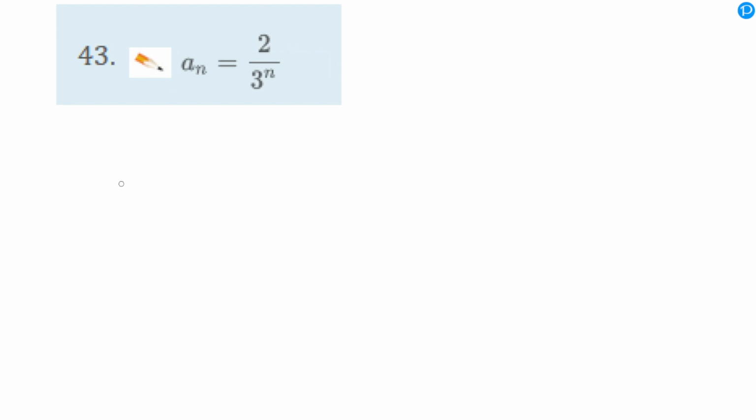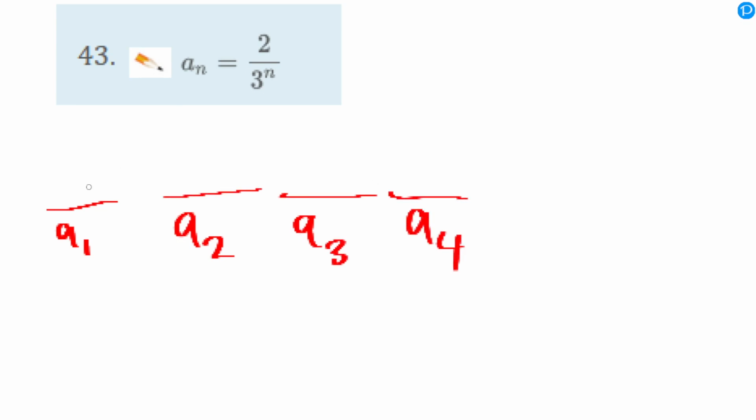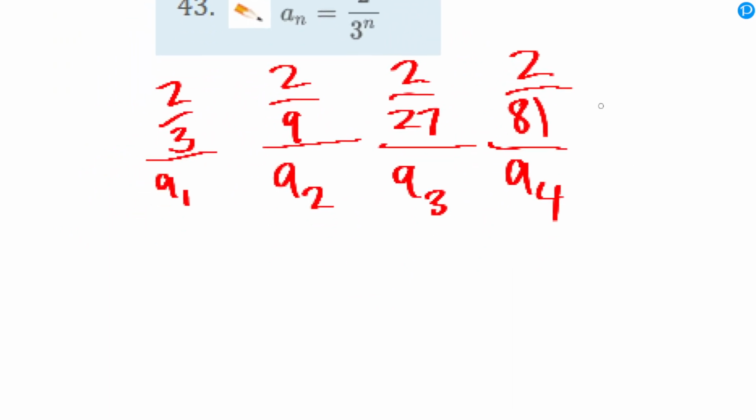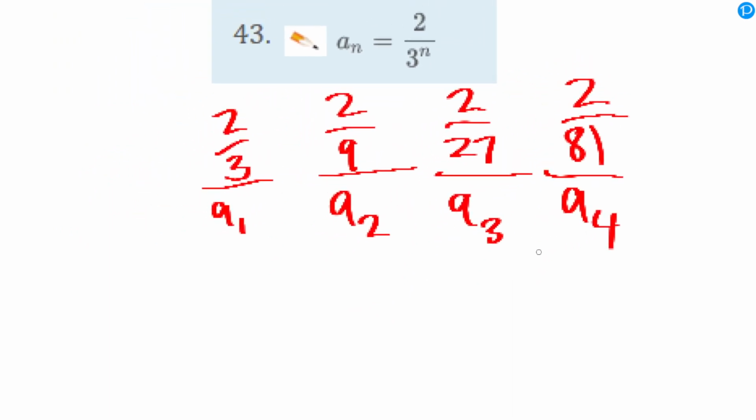Now to help us, it will be useful for us if we find the terms first. So a sub 1, a sub 2, a sub 3, a sub 4. A sub 1 will be 2 over 3 to the first power, which is 2 over 3. A sub 2 will be 2 over 3 to the second power, which will be 2 over 9. A sub 3 will be 2 over 3 to the third power, which is 27, and a sub 4 is 2 over 81. Now we want to find the first four partial sums and the nth partial sum of the sequence.